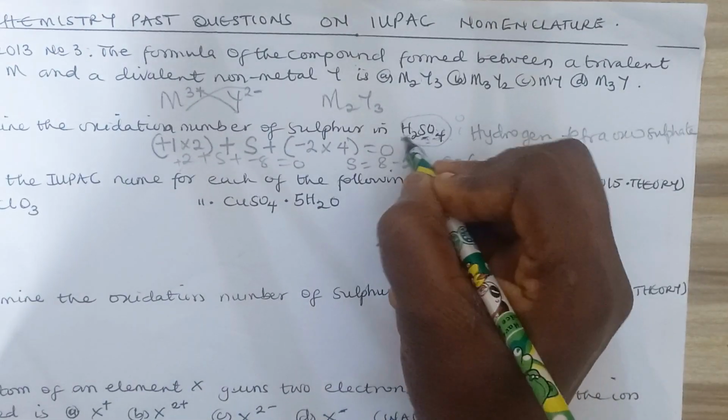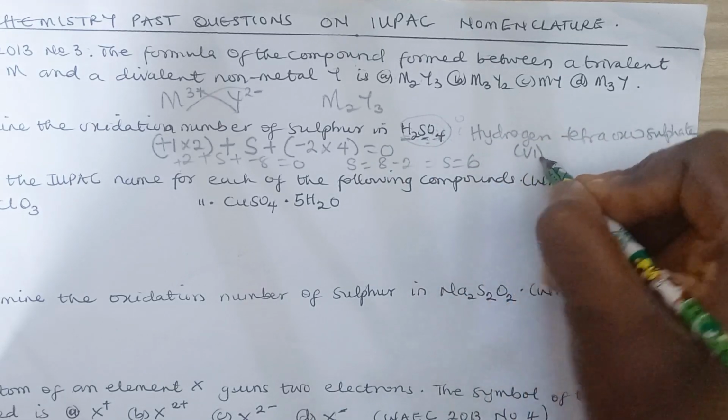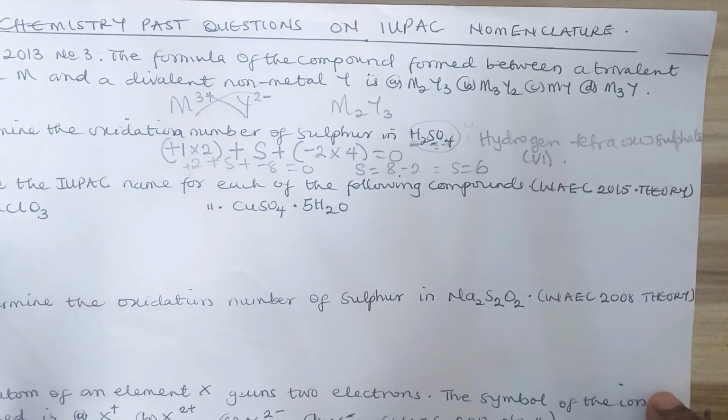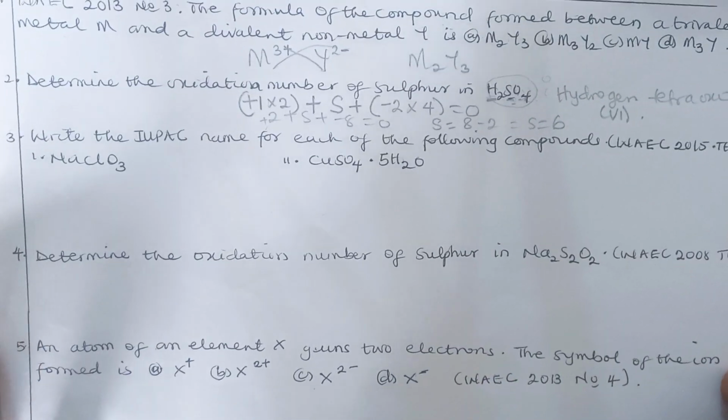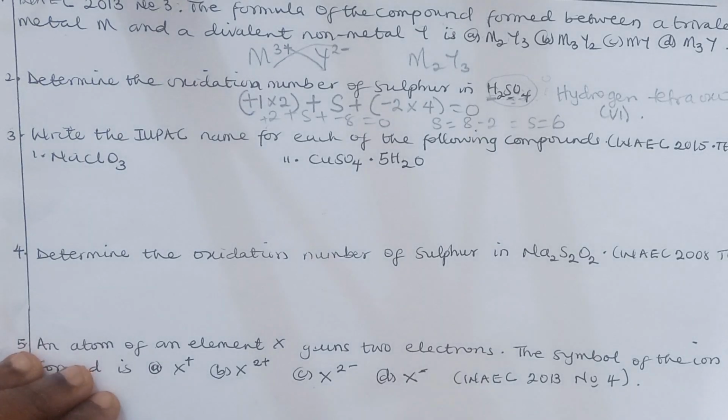This is hydrogen tetraoxosulfate(VI). That's Roman numeral 6, and it's a compound, so we don't end the name with "ion". The next one is: write the IUPAC name for each of the following compounds. WAEC 2015 theory.